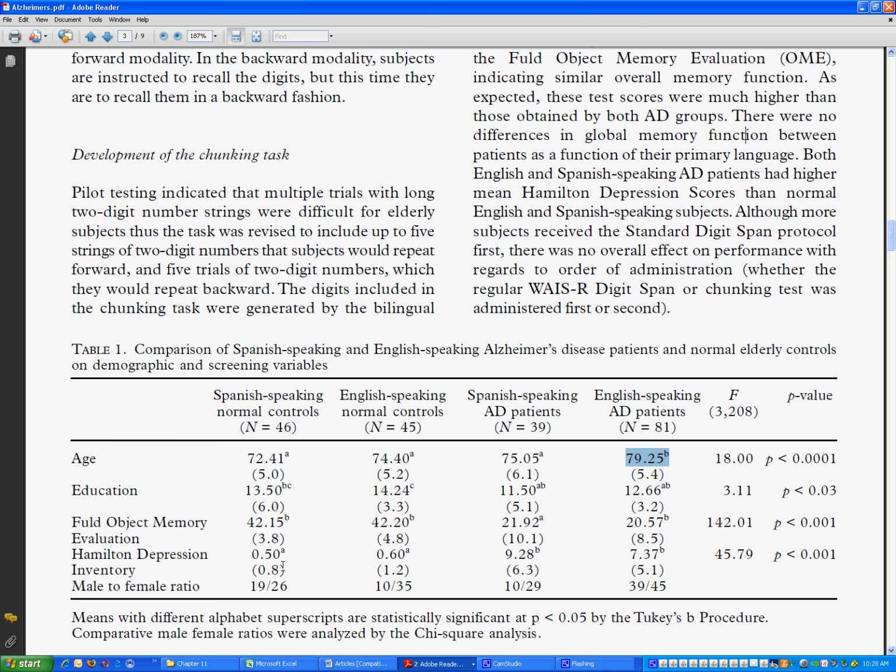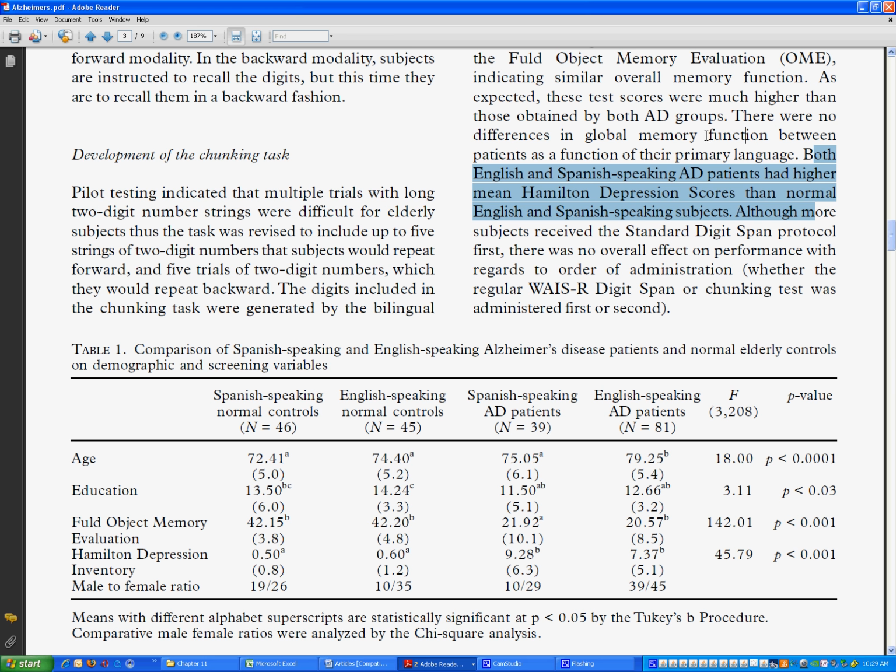If we come down to here on Hamilton Depression Inventory, these two groups have an A, so they're statistically equal. These two groups have a B, which means that those two are statistically equal. But these normal controls are less than these Spanish-speaking AD and English-speaking AD. And that's exactly what they tell us up here.